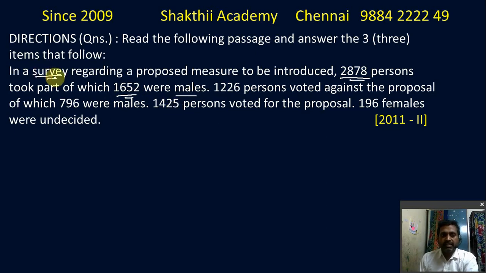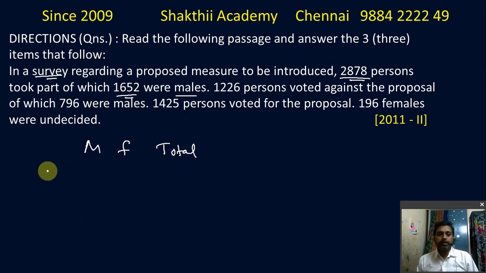A survey is conducted. Whenever a survey is conducted, they will ask whether you need it or not, whether you will support it or not. That is the meaning of survey. So on that survey, 2,878 people are participating in total, and it is given very clearly 1,652 are male candidates. So I'll put a table like this: male, female and total people.